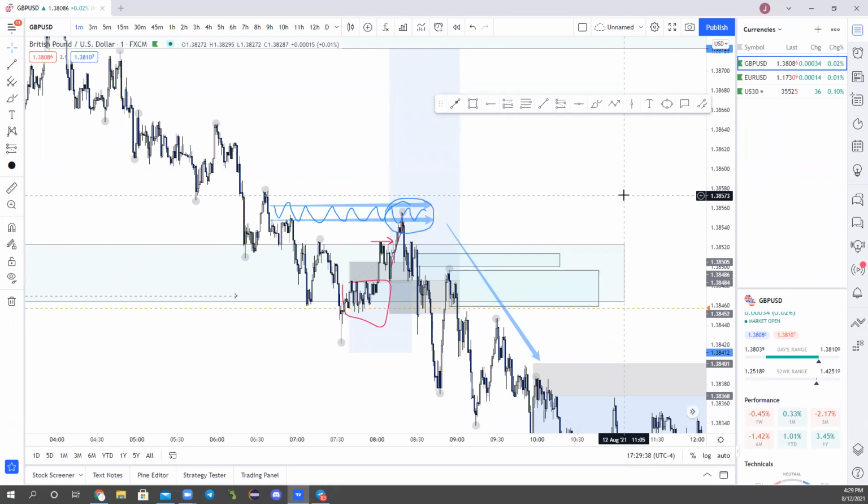My question was, now that we understand the imbalance, would you draw your fib from here to here, down there? Oh, hold on, let me zoom out. Would you draw your fib starting here and ending here? Sorry, not imbalance, your fib.